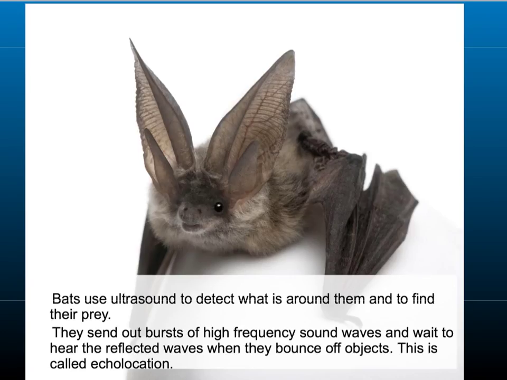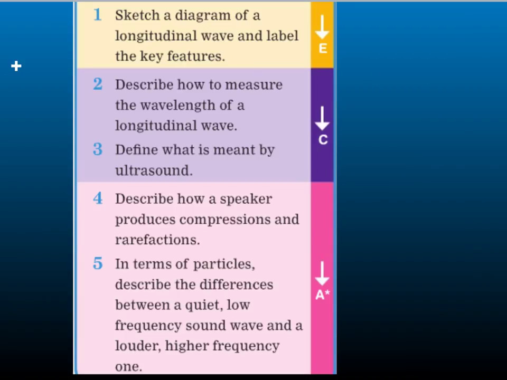We mentioned before that dogs can hear frequencies that are too high for the human ear. Another animal which is able to use ultrasound to detect what's around them are bats. They send out bursts of ultrasound and they wait for the reflected sound to get back to them. So they send it out, it bounces off an object and it bounces back to them. And using this method, they can very precisely detect the distance of objects around them. This method is called echolocation.